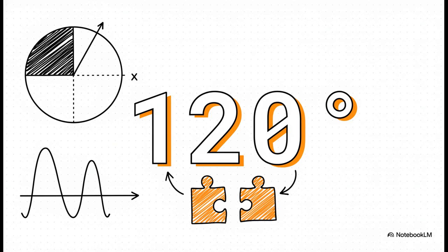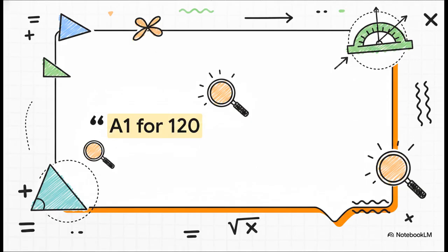Think about the cosine graph. We know the basic angle is 60 degrees, but since our value is negative, we're looking for an obtuse angle, one that's bigger than 90. So we do 180 minus 60, which gives us 120. And that is our final answer. And if you look at the official mark scheme, that's exactly what it says, A1 for 120. That A1 stands for an accuracy mark. It has to be exactly 120, no wiggle room. It's all about precision for that final point.